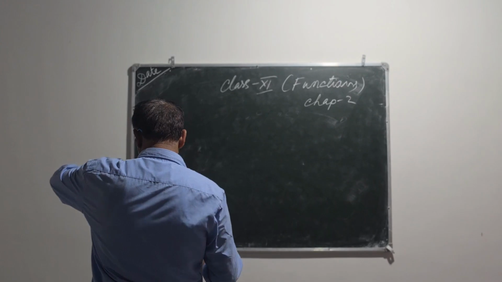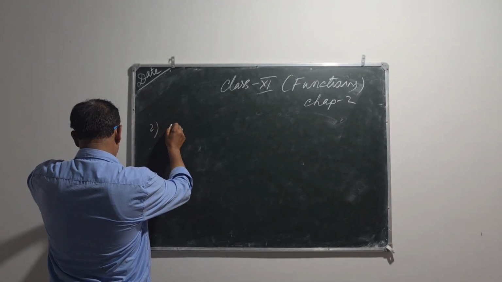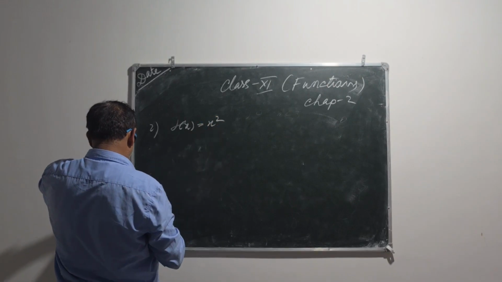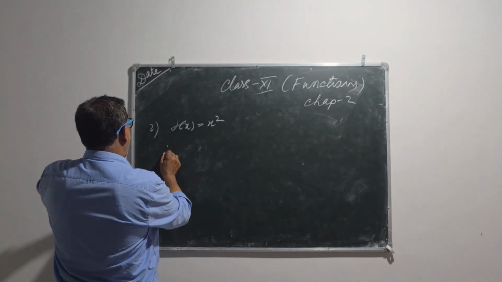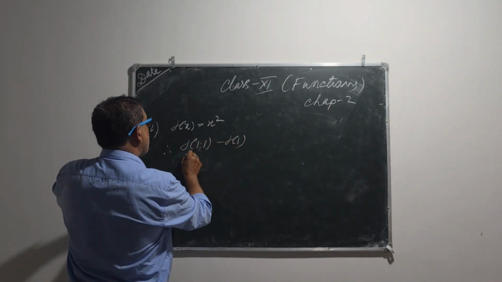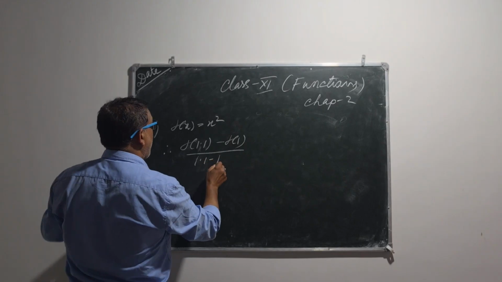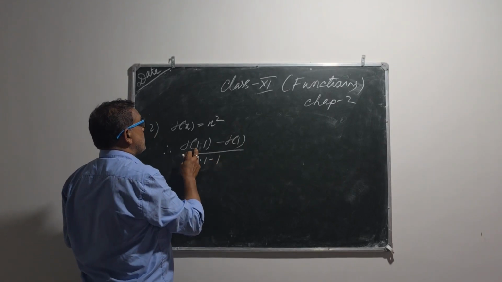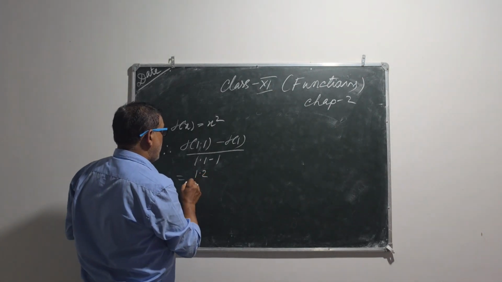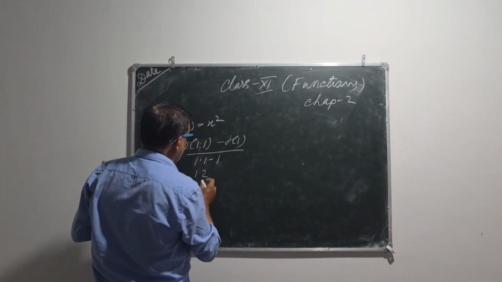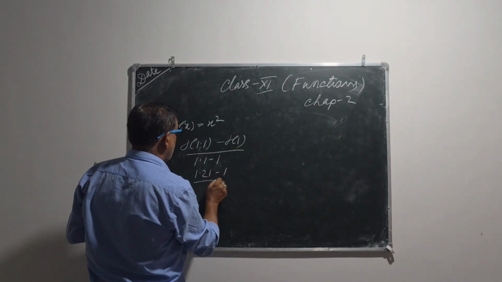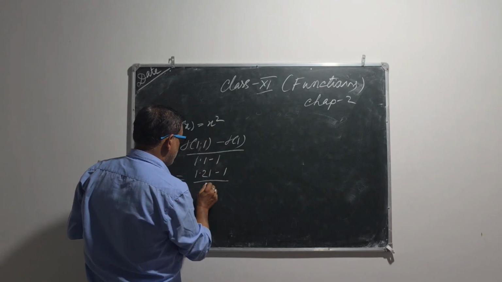We have given number 2, f of x equal to x square. Then we have to find the value of f of 1.1 minus f of 1 divided by 1.1 minus 1. So, since f of x equal to x square, this can be replaced by 1.1 square, 11 square means 121. So it will be 1.21 minus 1 square means only 1. So this denominator will be 0.1.